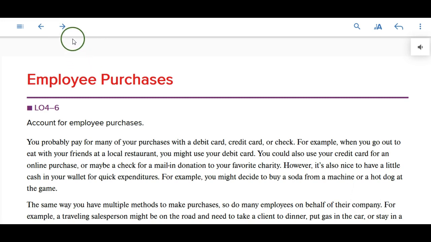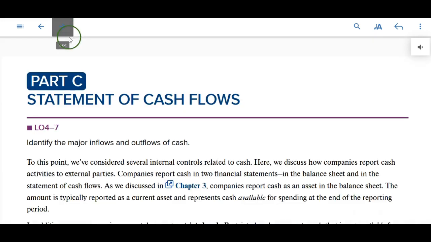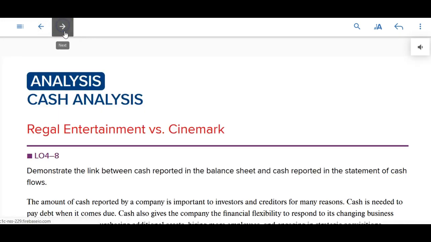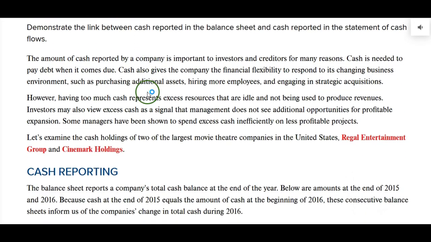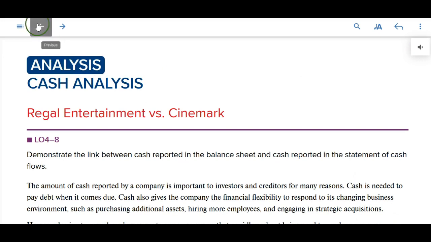Don't worry about employee purchases, and don't worry about the cash flow statement. We're going to have a whole chapter later on that. And what else? Cash analysis. Let's don't worry about this at this point. So we've covered the main points. So good luck with your studies.